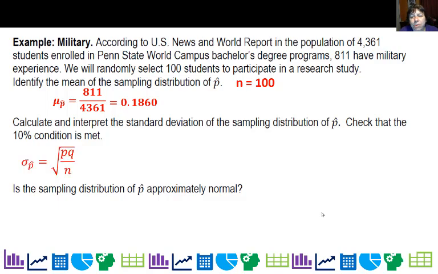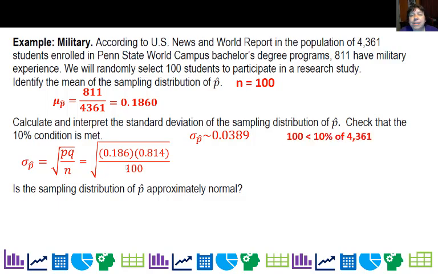Well, I'm going to use my formula, square root of p times q over n. Remember, sometimes I use q. That's also known as 1 minus p. And that's 0.186 times 0.814 over 100 and take the square root. So it's about 0.0389. Now, I need to check the 10% condition. Well, 100 is less than 10% of my population, 4,361 students, so I'm good.